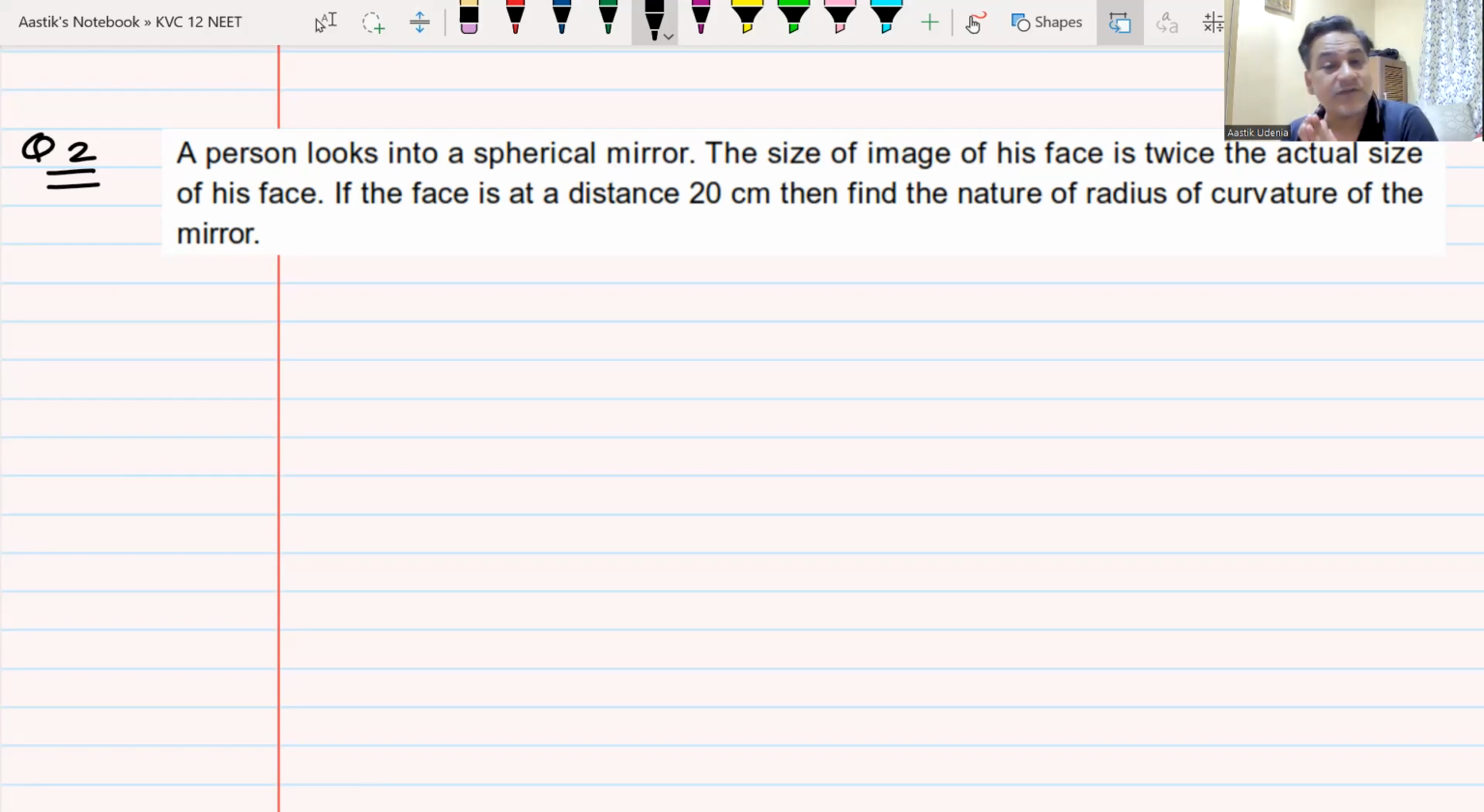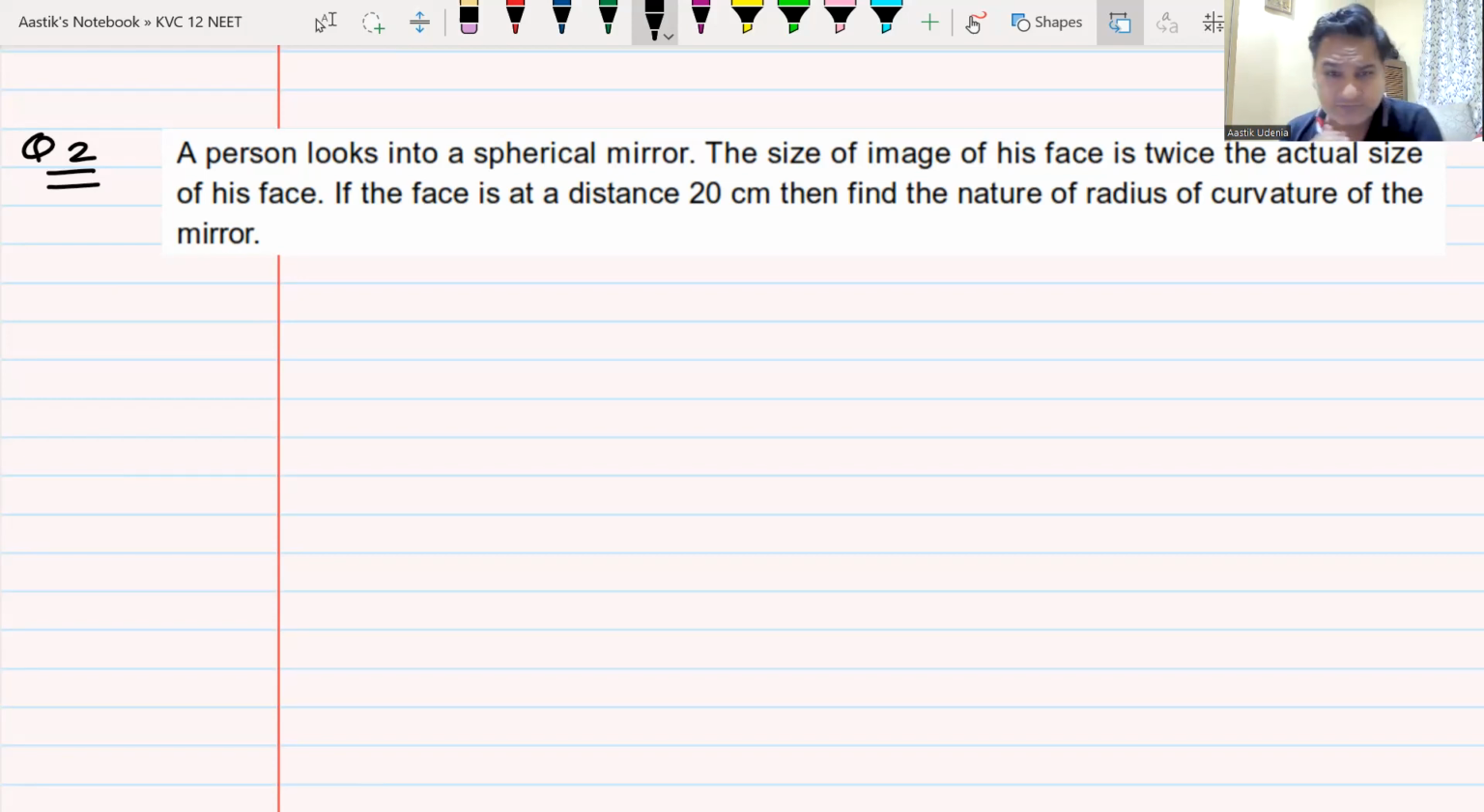Find the nature of the radius of curvature of the mirror, my dear friends. What type of mirror would be there? I first ask you, what type of mirror would be there? Will it be a concave mirror or a convex mirror? Convex mirror, sir. And what makes you believe that it will be a convex mirror?